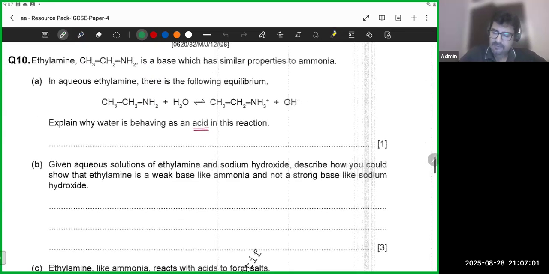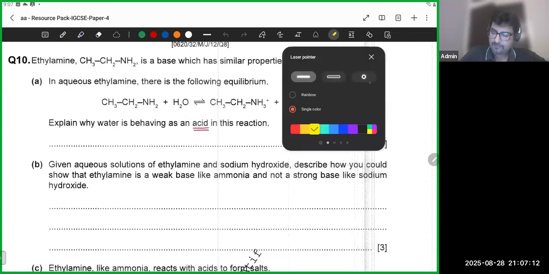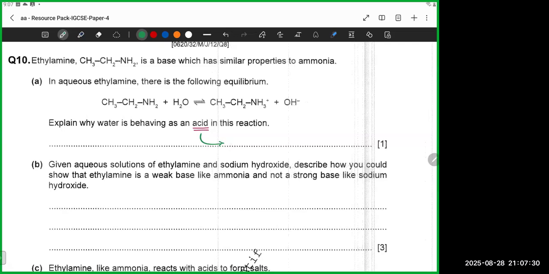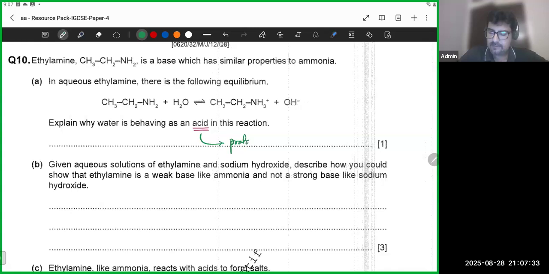So for example, you've got this question. What is the question saying? Why is water behaving as an acid in this reaction? First thing, you look at water. What is an acid? What was the definition of an acid? An acid is a donor of H plus ions, the proton donor, right? Proton, which is H plus one. So it was a proton donor, right?